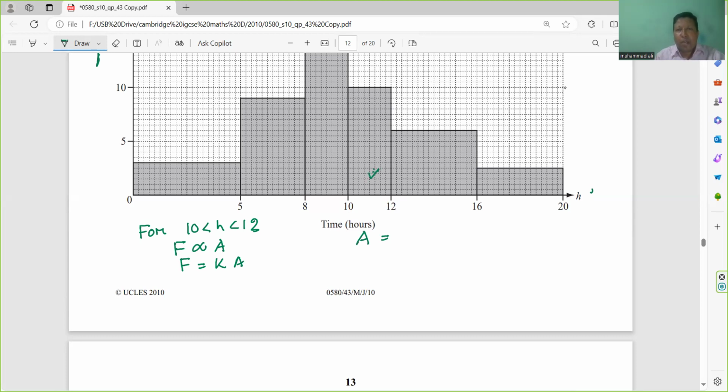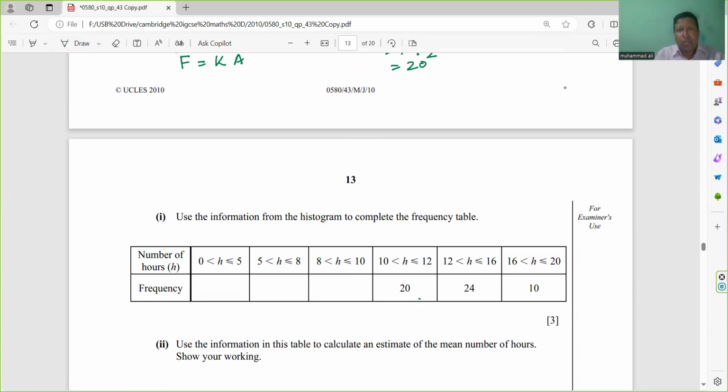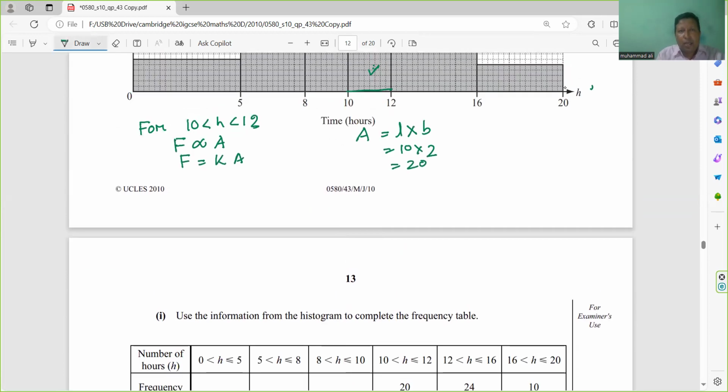the area of 10 to 12, this box, this histogram area, we will find as length into breadth. So here the breadth is 2, and the length from here to here, this is 10, so 10. So this is 20. Now the frequency of 10 to 12 is also 20. So 20 equals Ka, A means 20, so K equals 1.